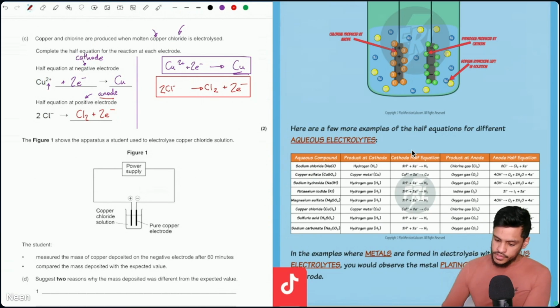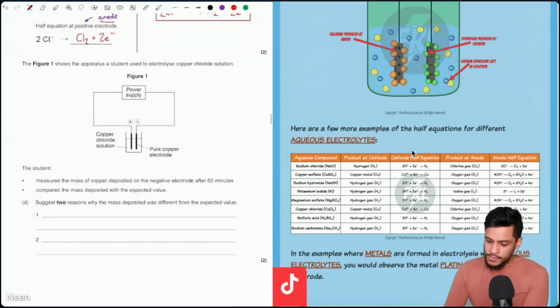So, next question. Figure 1 shows the apparatus a student used to electrolyze copper chloride solution. The student measured the mass of copper deposited on the negative electrode after 60 minutes, and compared the mass deposited with the expected value. Give 2 reasons why the mass deposited was different from the expected value.